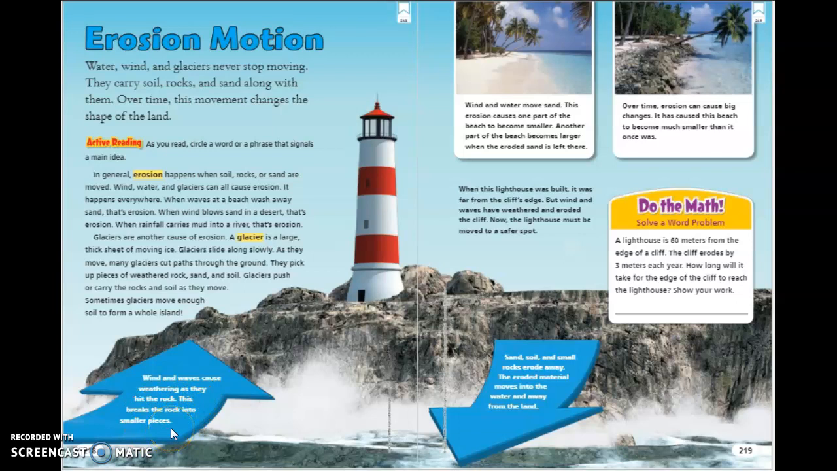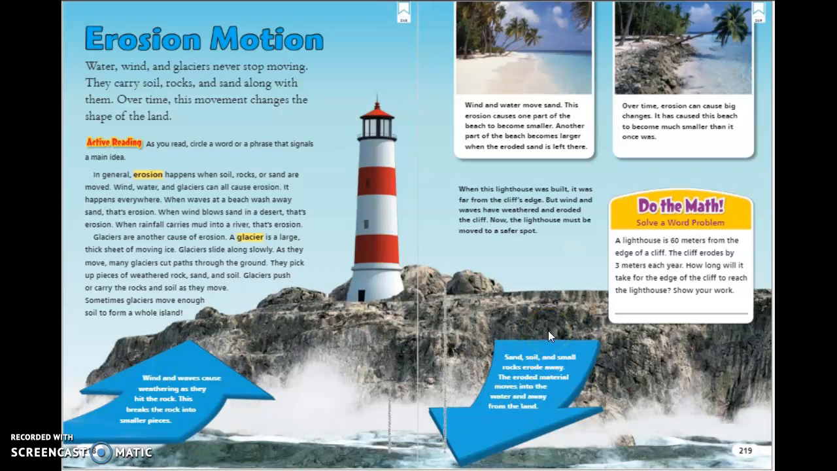So this is when the wind and the waves are going up the rock. Then on page 219, it's coming down. Sand, soil, and small rocks erode away. The eroded material moves into the water and away from the land.